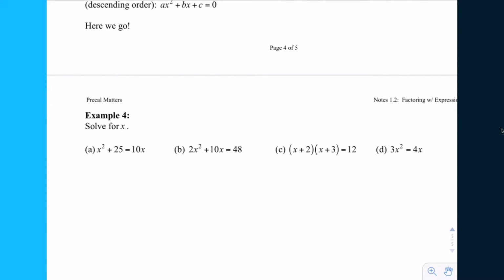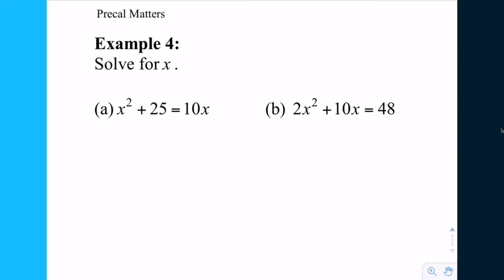All right, example 4. How much time do we have? We have plenty of time. Quit worrying. Okay. Let's try example 4. We're not going to do all these, so let's try which one looks more scrumptious. Good. Let's try B. Let's try B.